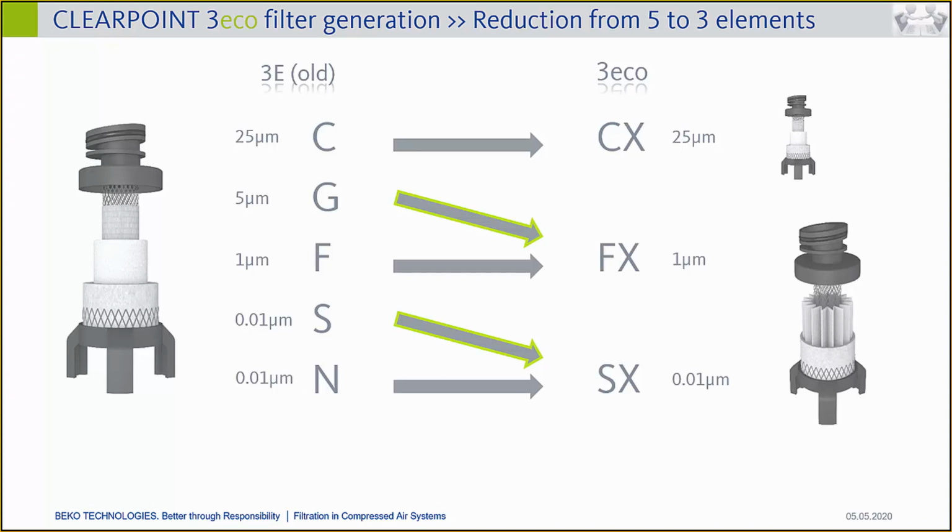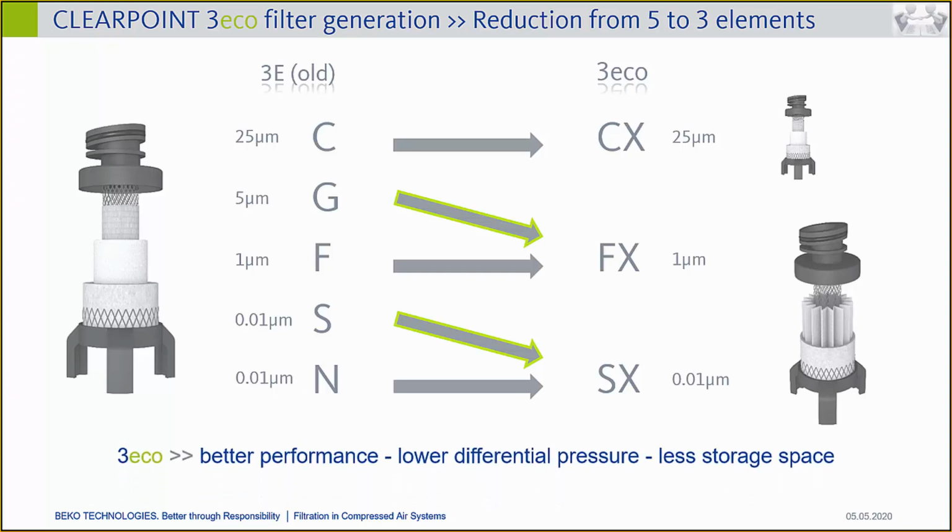Yeah, in total, you could say that the 3-eco gives you better performance, lower differential pressure, and also less storage space, which is also an advantage not only for us, but also for distributors who require less space for storage area to be able to deliver all the required different filter grades. What about the filtration performance in total?